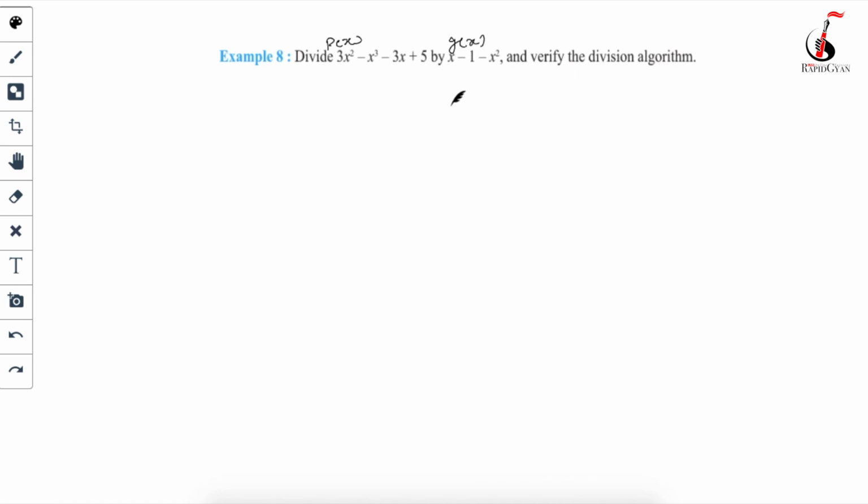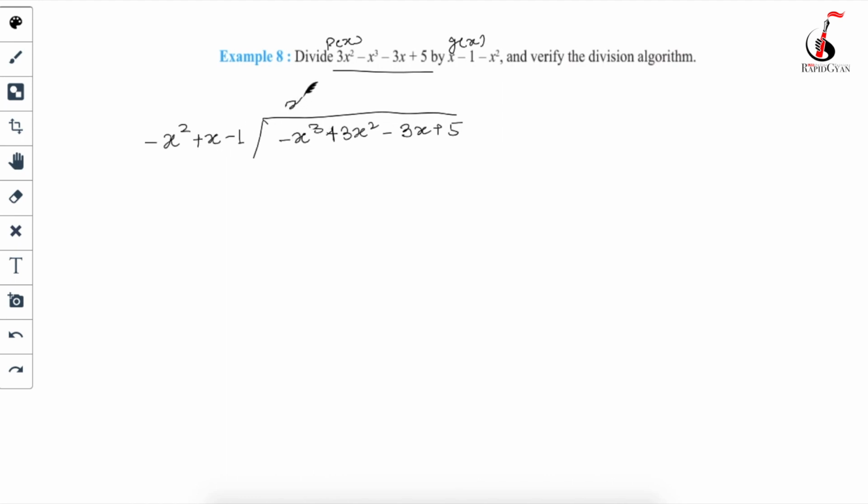Whenever you are going to divide, first you will have to write the polynomial in descending order of power of x. If I write this in descending order of power of x, I will get minus x cube plus 3x square minus 3x plus 5, correct? And this I will have to divide with g(x), which in descending order of power of x is minus x square plus x minus 1.